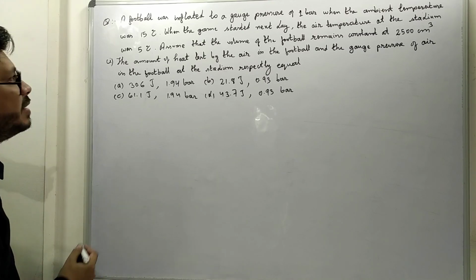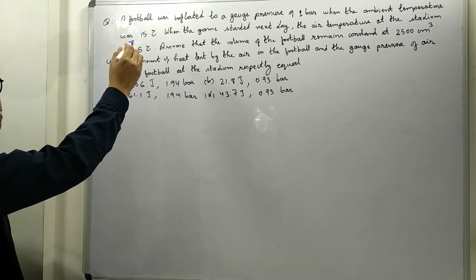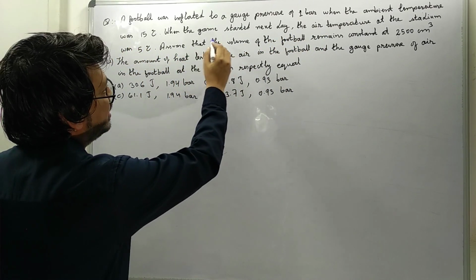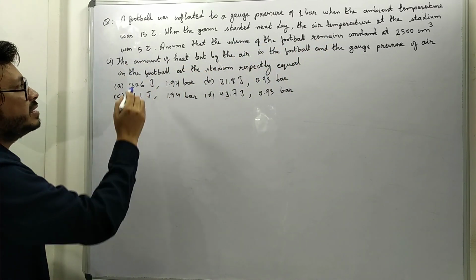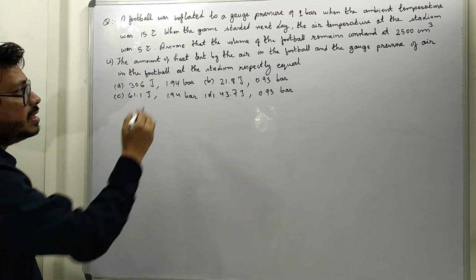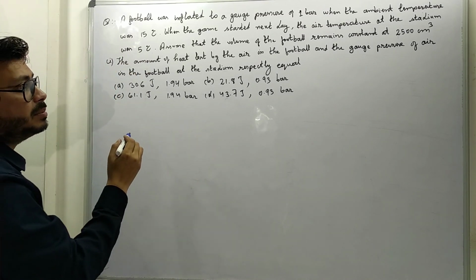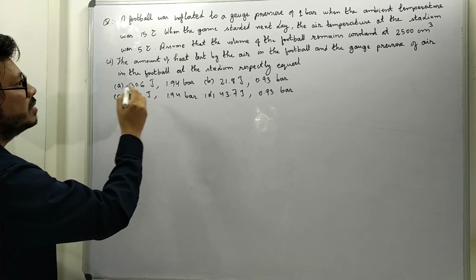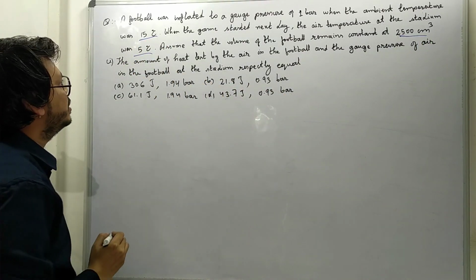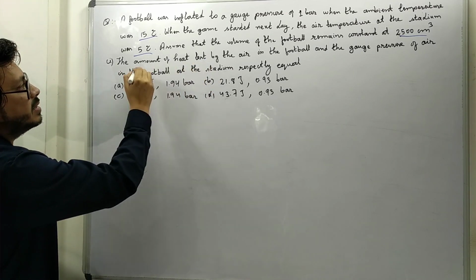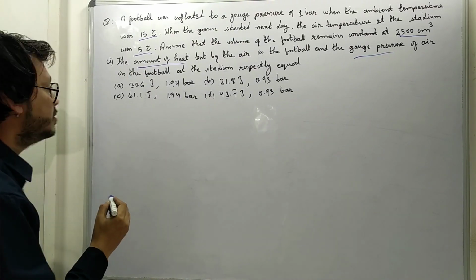So we have given the initial condition, gauge pressure 1 bar and the ambient temperature was 15 degrees centigrade. When the game started next day, the air temperature at the stadium was 5 degrees centigrade. That is the final condition. The volume of the football remains constant at 2500 centimeter cube, so we have a constant volume. We have to find the amount of heat lost by the air and the gauge pressure of air. So let's solve this.